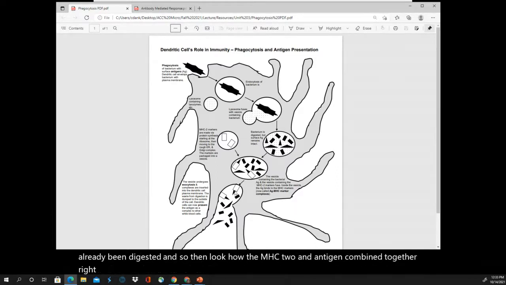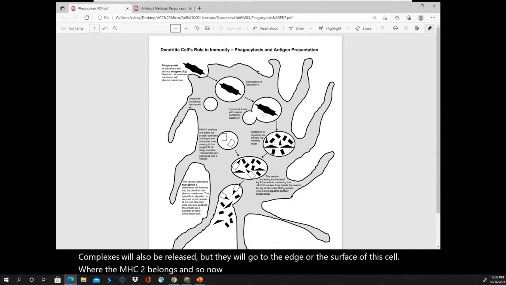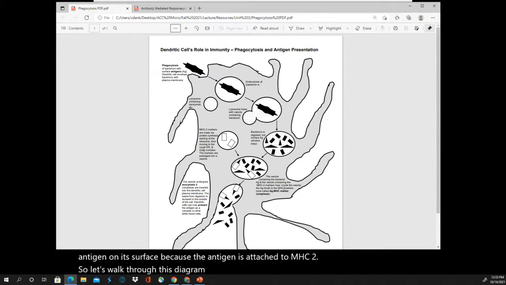And so now when the rest of the pathogen debris is released from the cell, these antigen MHC2 complexes will also be released, but they will go to the edge or the surface of the cell where the MHC2 belongs. And so now this dendritic cell is going to be presenting that antigen on its surface because the antigen is attached to MHC2. So let's walk through this diagram again very quickly.